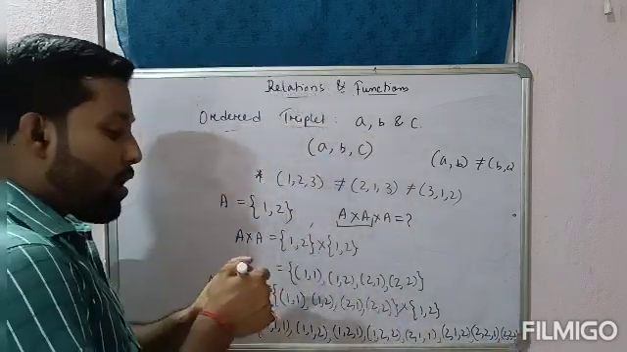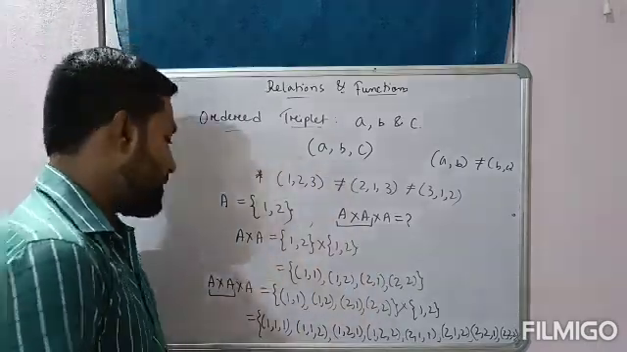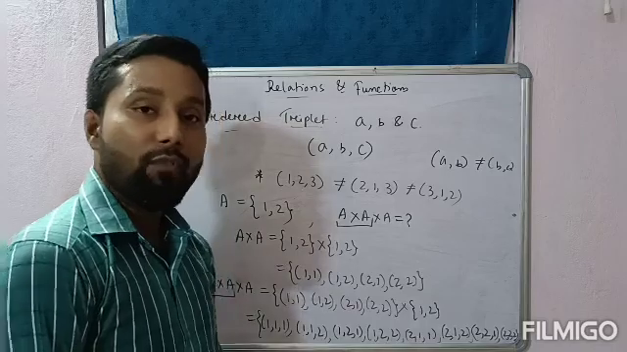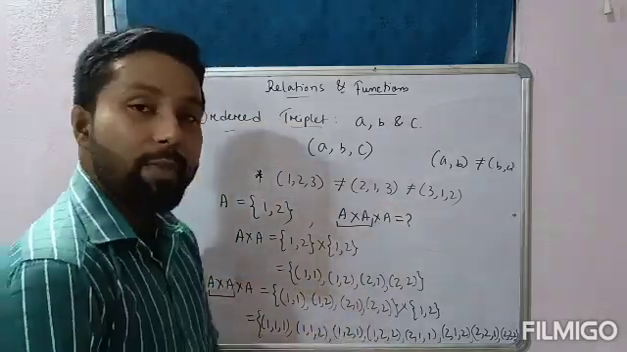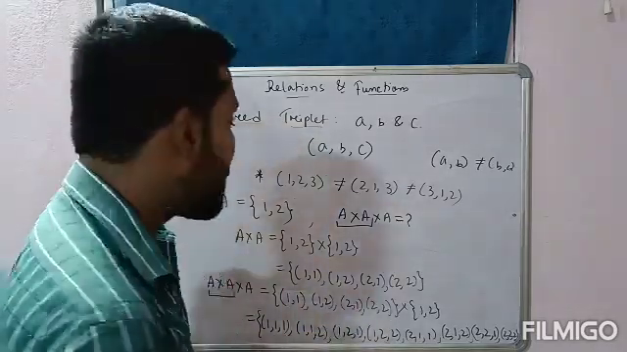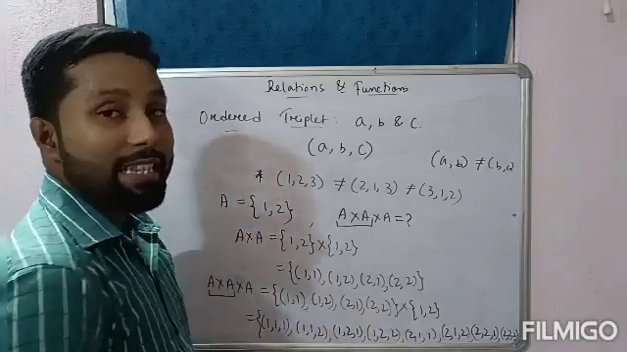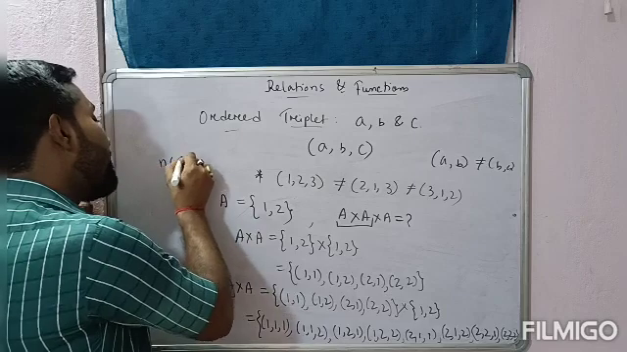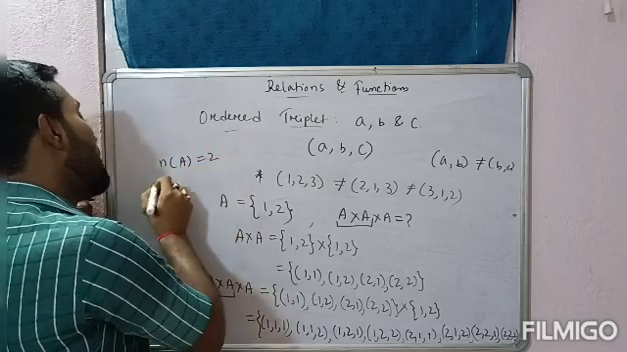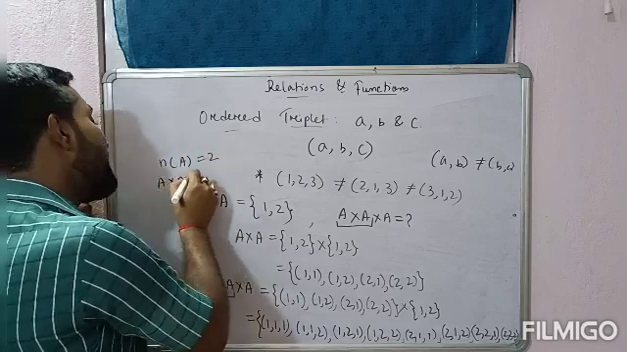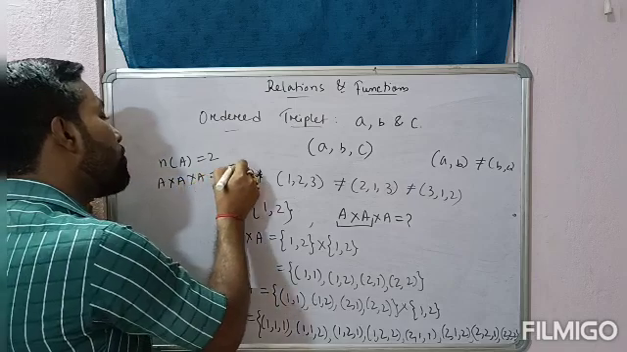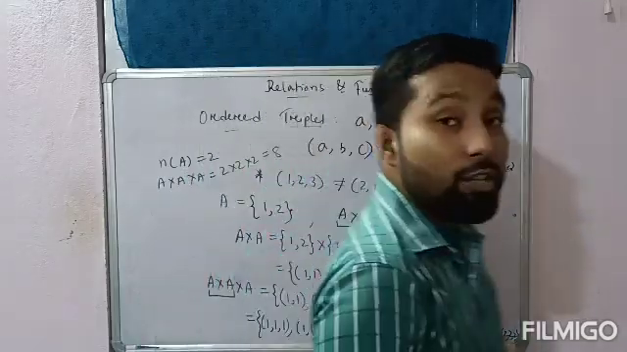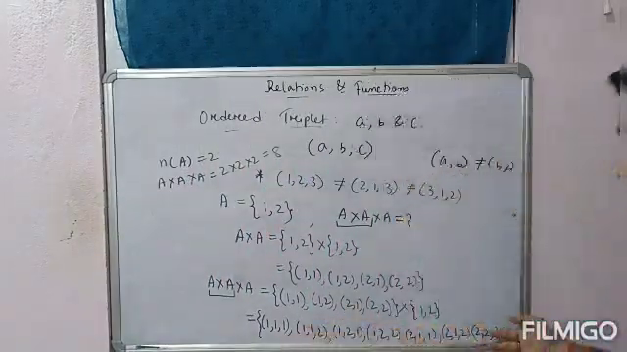So these are the possible ordered triplets. 1, 2, 3, 4, 5, 6, 7, 8. Of course, there must be 8 ordered triplets. Why? Because how many elements are there in set A? Number of elements are here 2. So if n(A) is equal to 2, then n(A into A into A) is equal to 2 into 2 into 2, which is equal to 8. So there must be 8 ordered triplets, and these are the 8 ordered triplets.